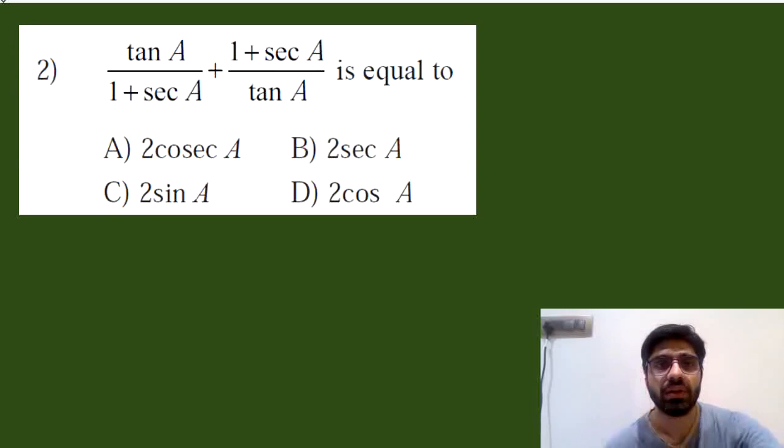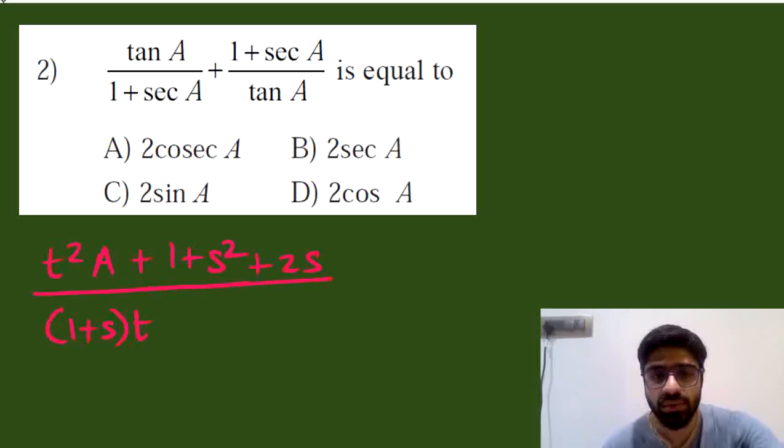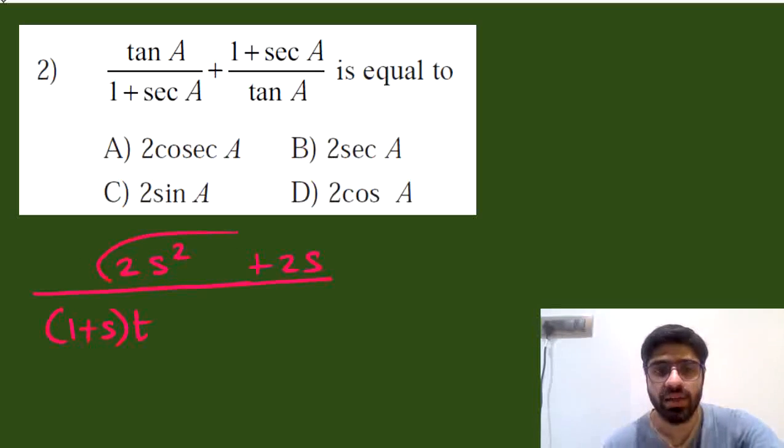Take the second one. Tan A upon 1 plus sec A plus 1 plus sec A upon tan A will be equal to what? Just cross multiply and see what you get. It would be tan square A plus 1 plus sec A the whole square divided by 1 plus sec A into tan A. 1 plus sec A the whole square will be 1 plus sec square A plus 2 times sec A, and tan square A plus 1 would be sec square A. Sec square A plus sec square A will be 2 times sec square A, and 2 times sec square A plus 2 times sec A. You can pull out a 2 sec A common. That will leave you with sec A plus 1.